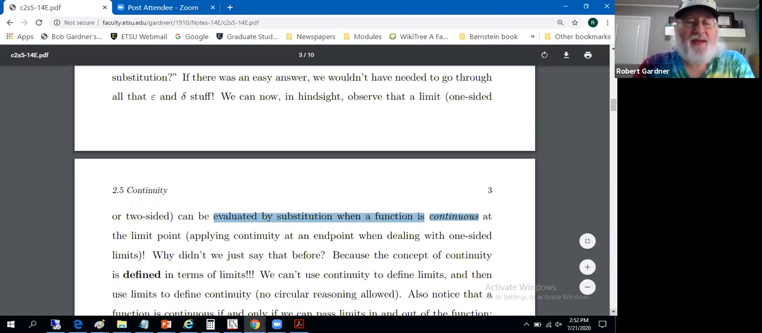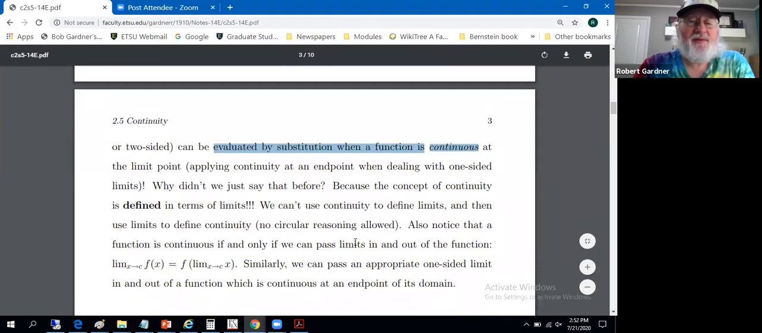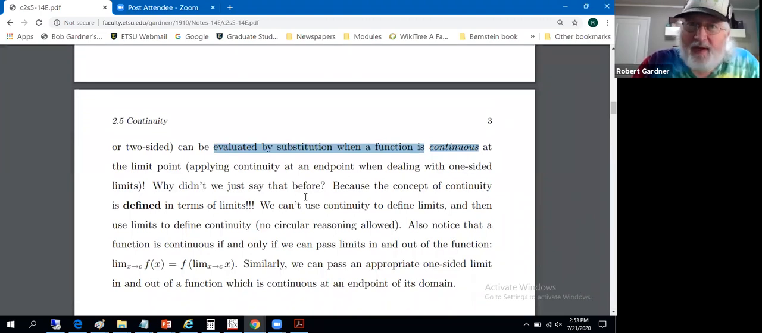But that's what the definition of continuity is. Why didn't we just say this before? Well, look what we've done. We define limits in a very tedious way. Sometimes we substituted. We substituted when we had polynomials and when we had rational functions that didn't give division by 0. More generally, we could have said you can evaluate limits by substitution when a function is continuous.